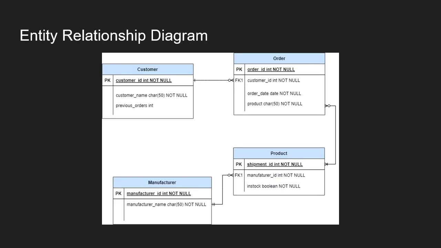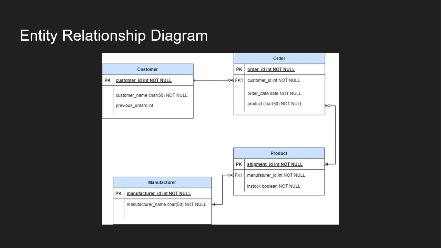Here we have the entity relationship diagram. Our first entity is a customer with the primary key of customer ID. A customer can make many orders, making the relationship one-to-many, and the order also has as a primary key its order ID. It also has the customer ID, of course. It has the order date, and then it has the product that the order has. And an order can have many products.